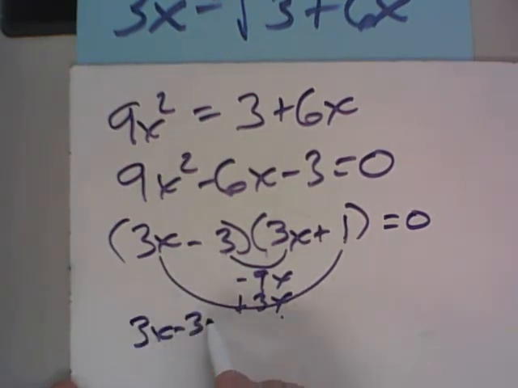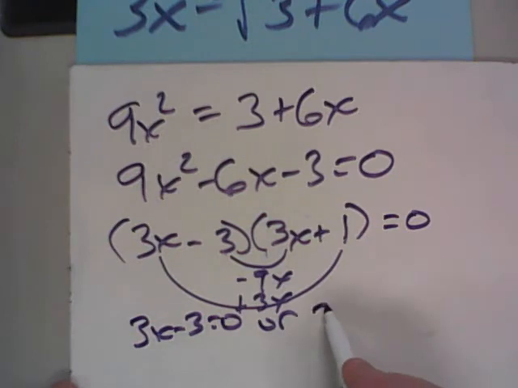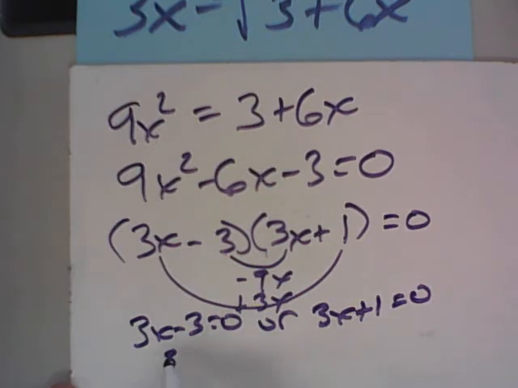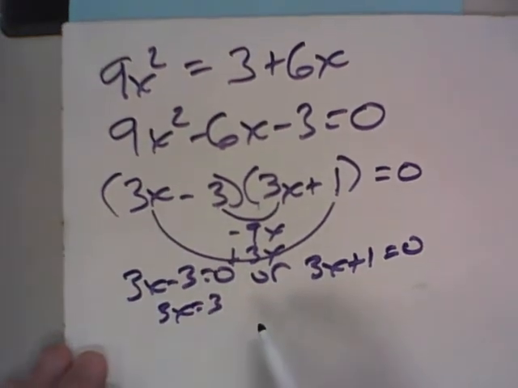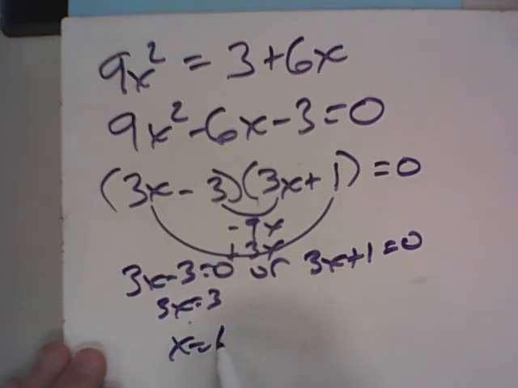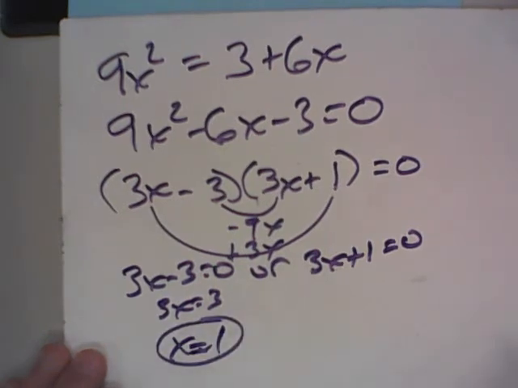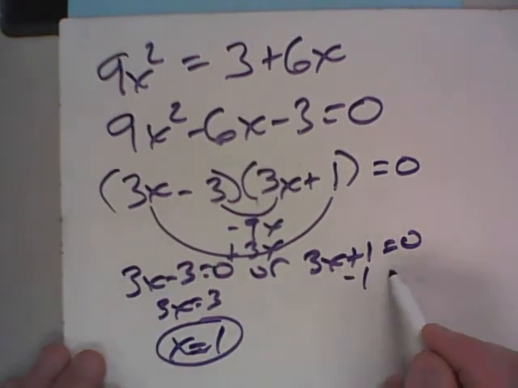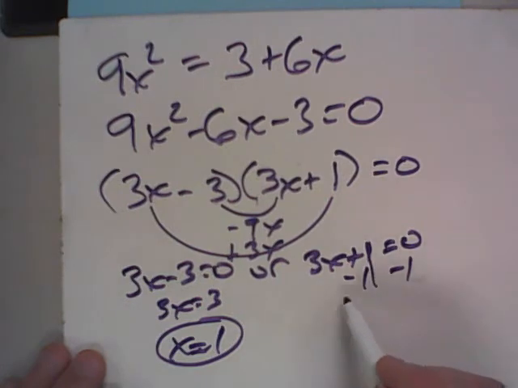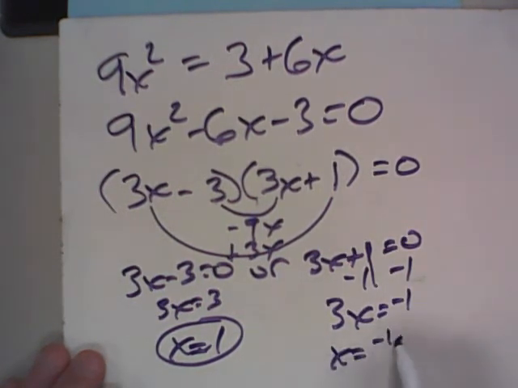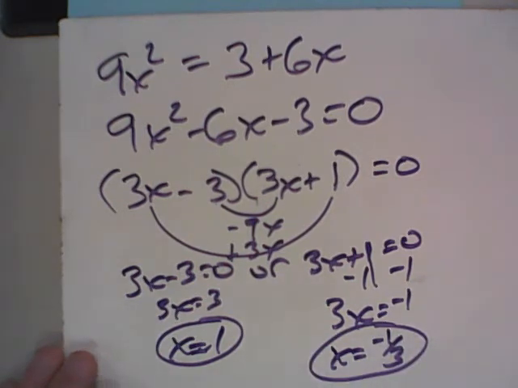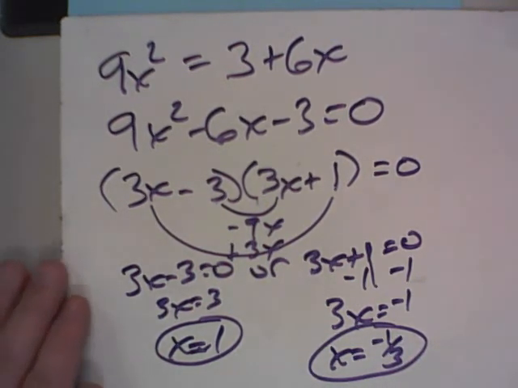That means that 3x minus 3 equals 0, or 3x plus 1 is equal to 0. And here, if I add 3 to both sides, 3x will equal 3. And then if I divide by 3, x is 1. Now, I think that is one answer. The other one, if I subtract 1 from both sides here, then I'll get 3x is equal to negative 1. And if I divide by 3, x is negative 1/3. I think that is the other answer.